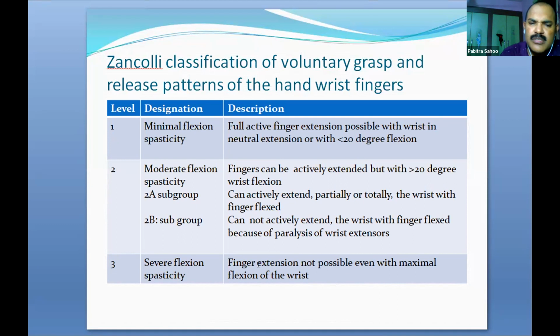Why is it happening? Basically it describes the power of voluntary control of the ECRB, whether the extensor carpi radialis brevis is there or not. The whole system is moving around that. If ECRB is there, then your role is now to augment the finger extension and to relieve finger spasticity. So this Zancolli type 2 is moving around the presence of voluntary control over the ECRB, extensor carpi radialis brevis.